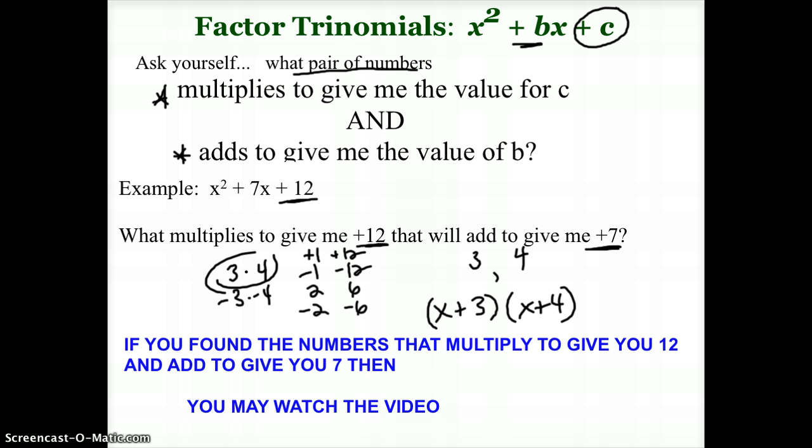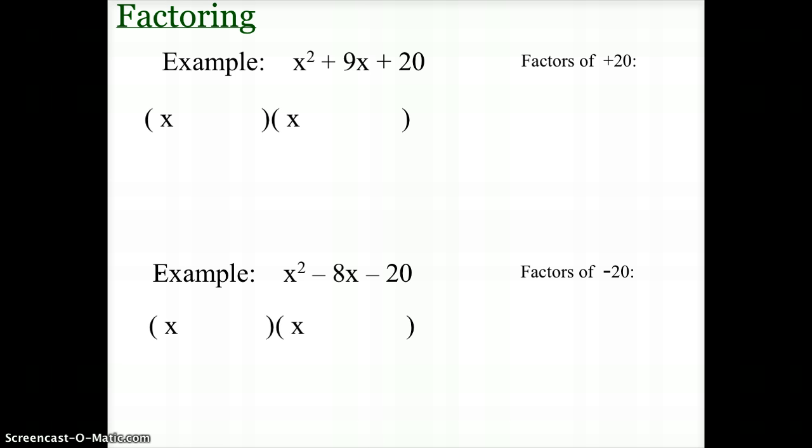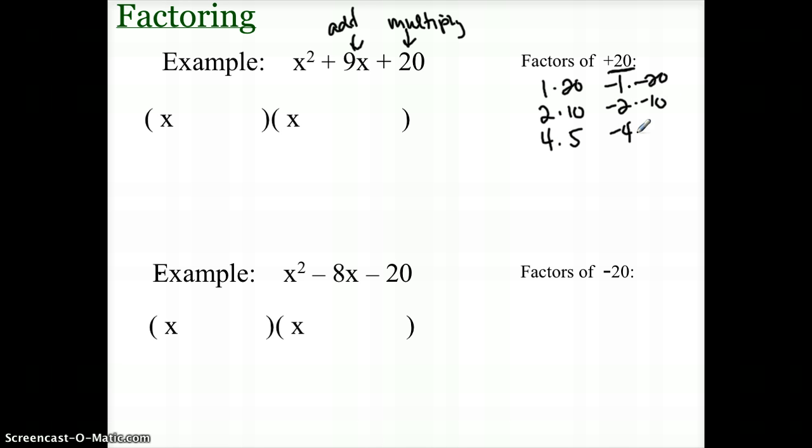So, now going on, I'm just going to do a couple examples with you, okay? This one we have x squared plus 9x plus 20. We have to multiply to get 20, add to get 9. So let's look at the factors of 20. You can multiply 1 times 20, or negative 1 times negative 20. 2 times 10, negative 2 times negative 10. 4 times 5, or negative 4 times negative 5. Which one of those add up to get 9? 4 and 5. So it would be x plus 4, x plus 5. And that's it. Okay, factoring really isn't that bad.